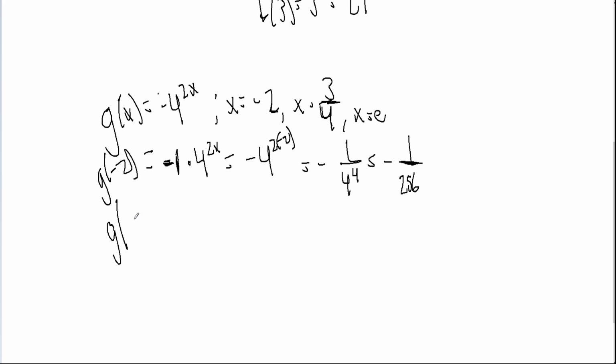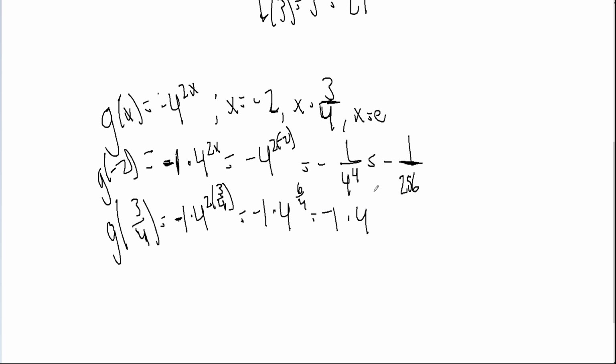If we have g of 3/4, we'll have -1 times 4 raised to the 2 times 3/4 power. That's -1 times 4 raised to the 6/4, not thirds, 6/4. That simplifies to 3/2. We still have that -1 times the square root of 4 to the 3rd power, and that will give us -1 times the square root of 64, which means that our answer will end up being -8.